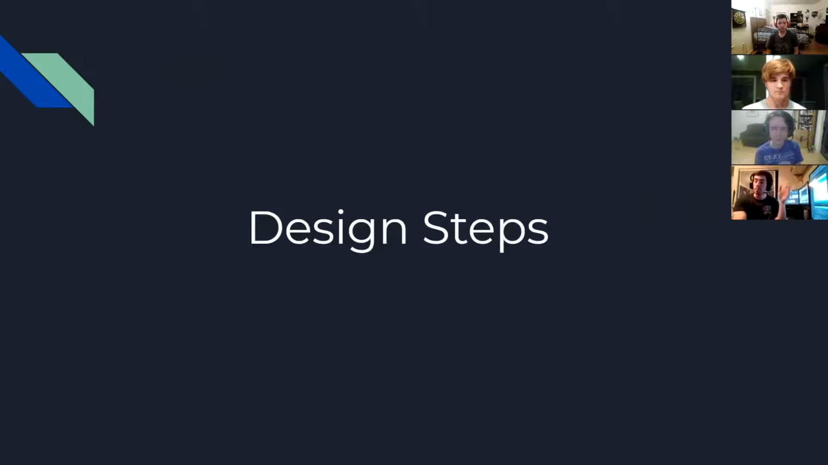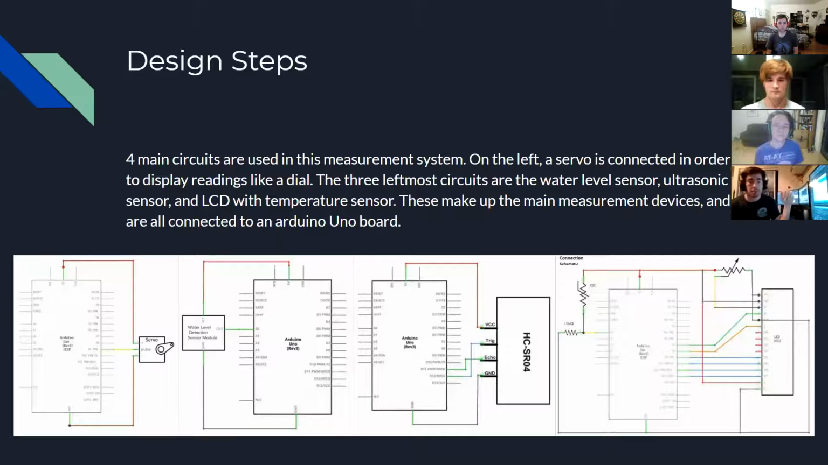All right, I'm Gavin. I was in charge of the Arduino kit, and here are the design steps. There are four main circuits that were used in our measurement system. All of these were gone over in the tutorials for the Arduino projects. We have a servo, which is connected to the Uno. We have a water level sensor, an ultrasonic sensor, and an LCD screen with a temperature sensor, all hooked up to the Arduino Uno and then coded in the program.